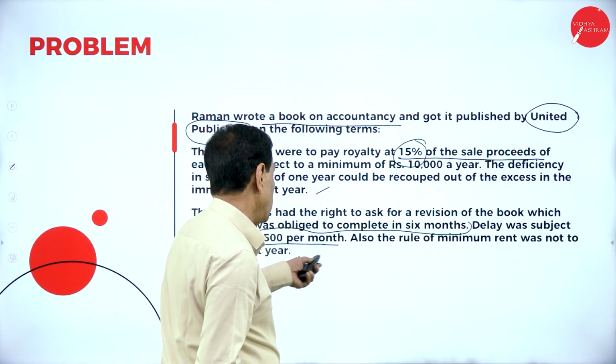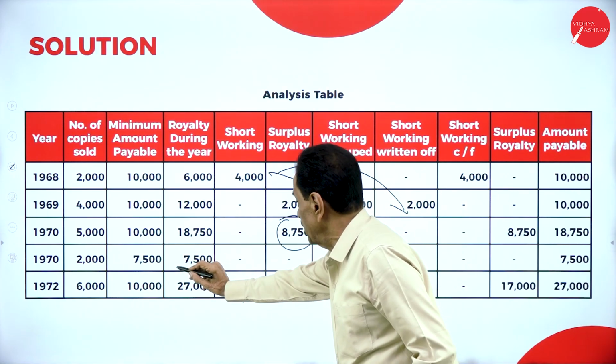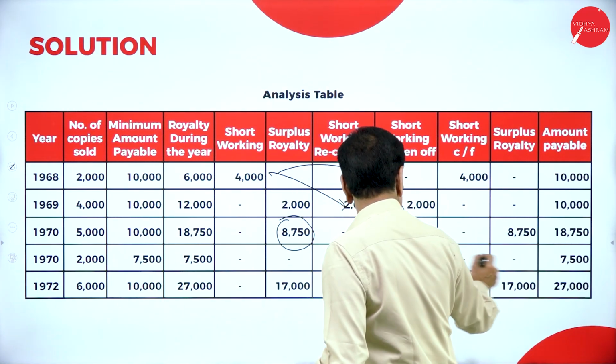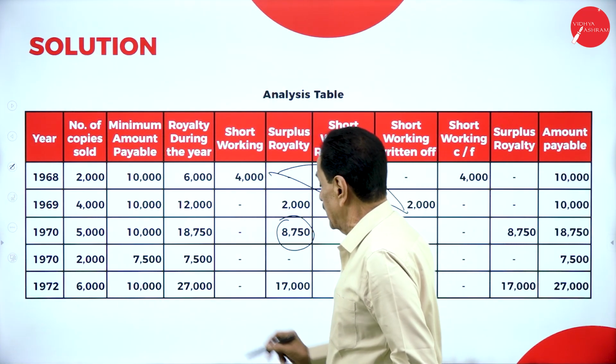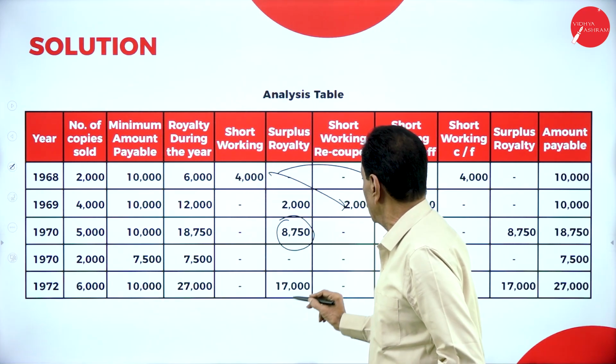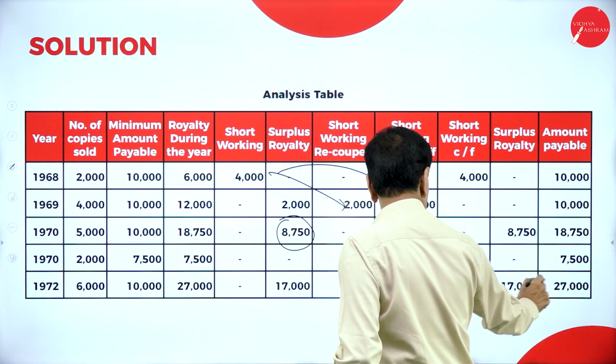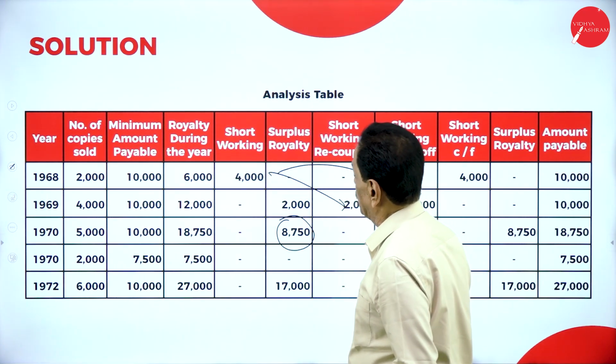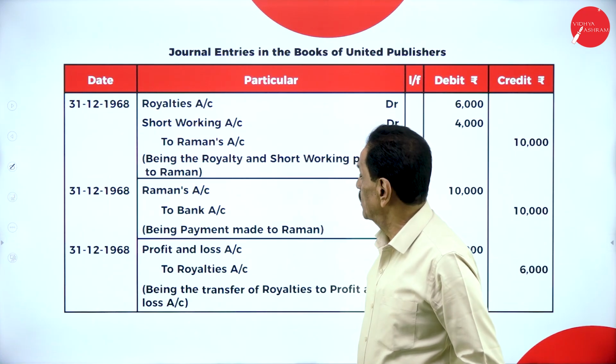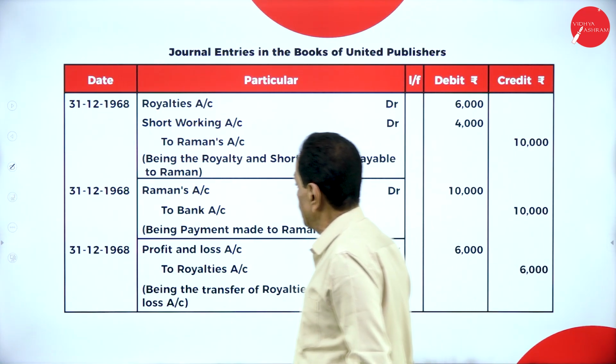Delay is subject to a fine of 500 per month. So, royalties of 7,500 payable to the landlord. 10,000, 27,000; 17,000 is payable to the author, which is 27,000. So we'll move on to the journal entries in the books of the publisher.